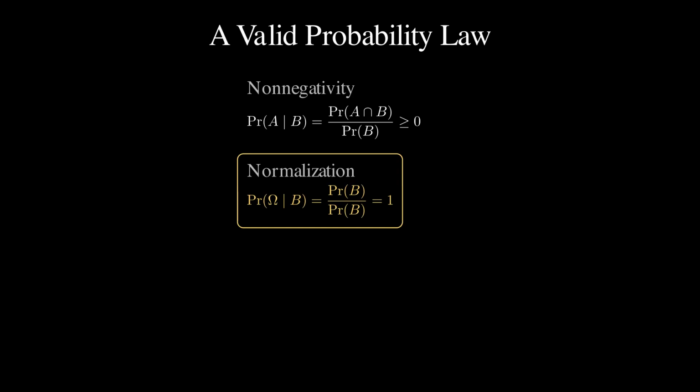Under the conditional law, B carries all the probability. And third, additivity. If events are disjoint, intersecting each with B keeps them disjoint, so their conditional probabilities add. All 3 axioms hold. Conditioning yields a bona fide probability law, and every rule we proved last chapter still works inside B. Let's use it.